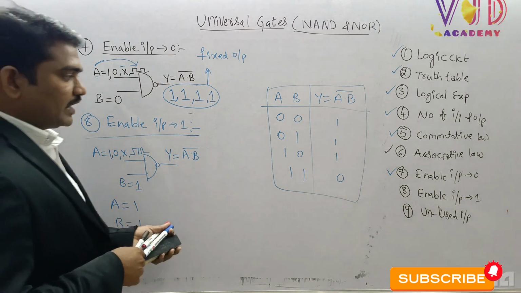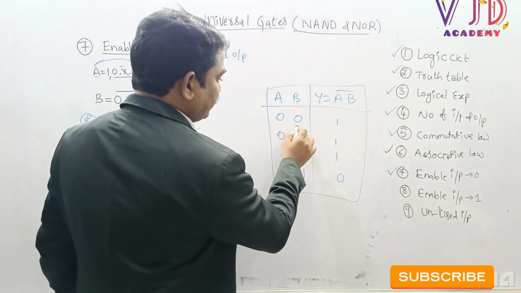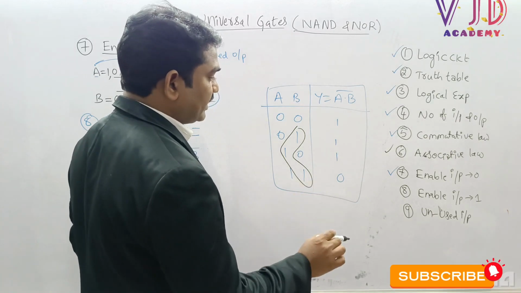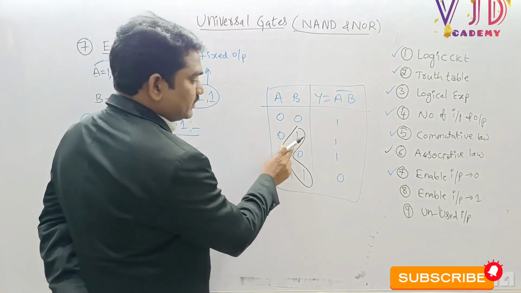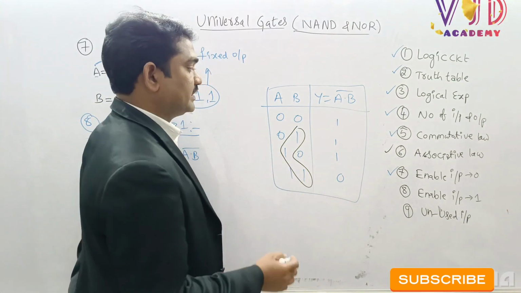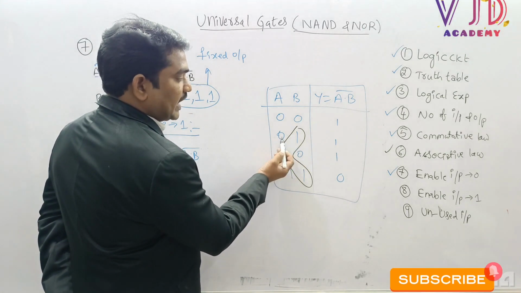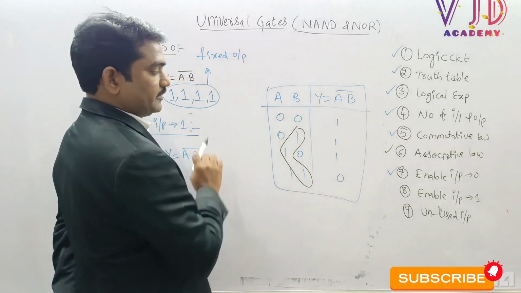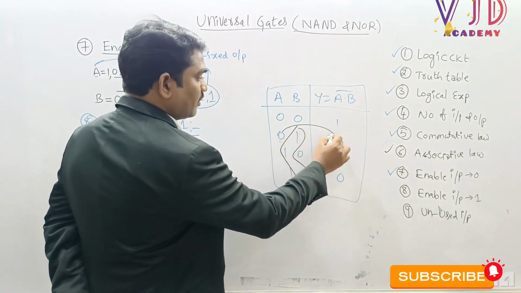The moment I apply one of the inputs as 1, the logic is: if one of the inputs is 1, the output is the complement of the other input. Let me tell again: when one of the inputs is 1, the output is the complement of the other input. Here in the second case, B is 1, which means the other input is A. So the output must be the complement of A. Because A is 0, the output is 1, complementing.